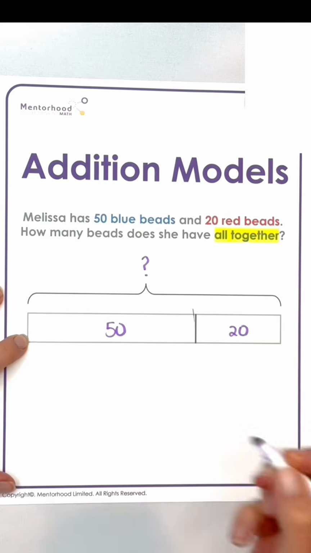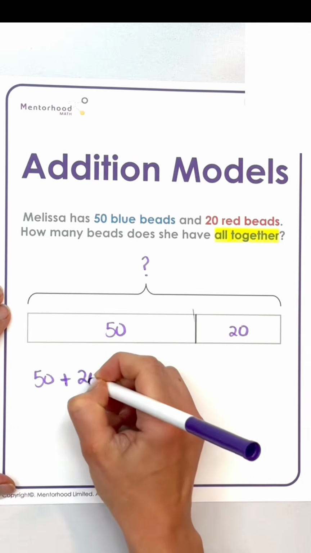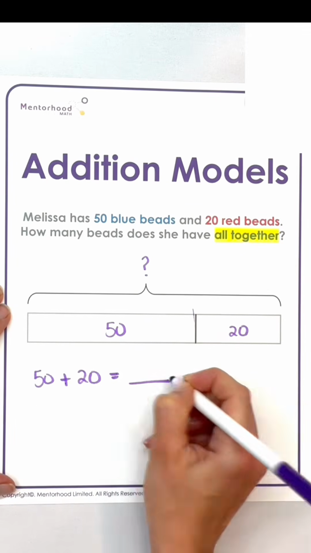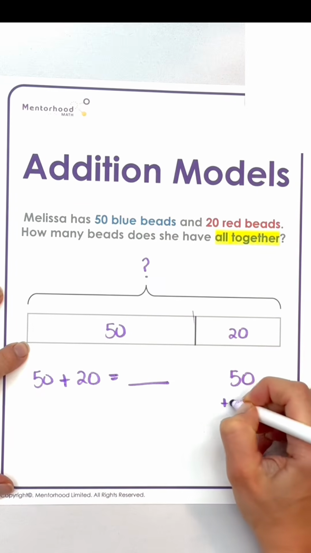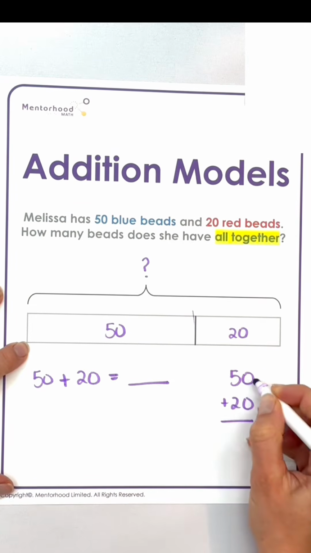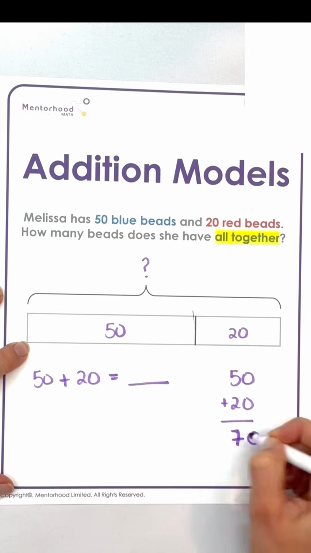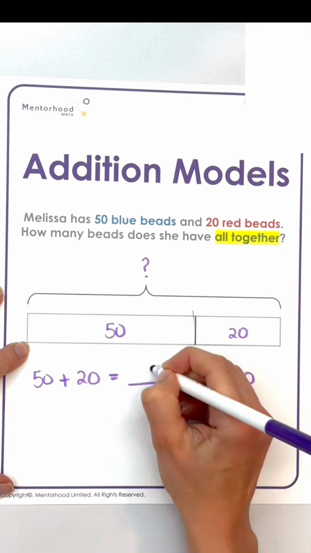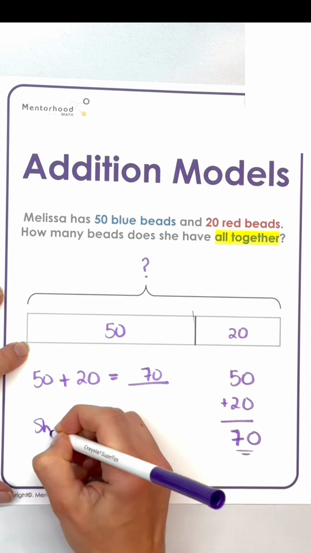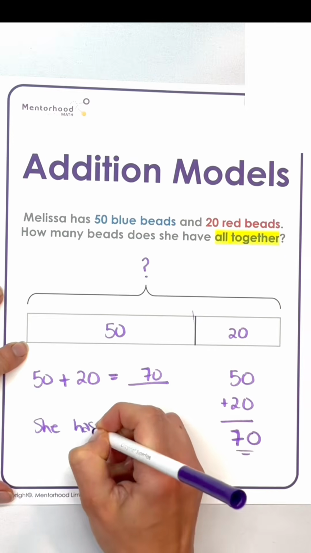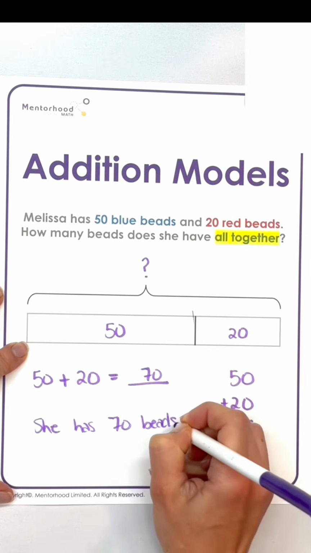Okay, let's write out a number sentence. 50 plus 20 equals. That's going to give us our total. So let's do that in column form. 50 plus 20 equals 0 plus 0 is 0. 5 plus 2 is 7. So it equals 70. And we can write out our statement. She has 70 beads all together.